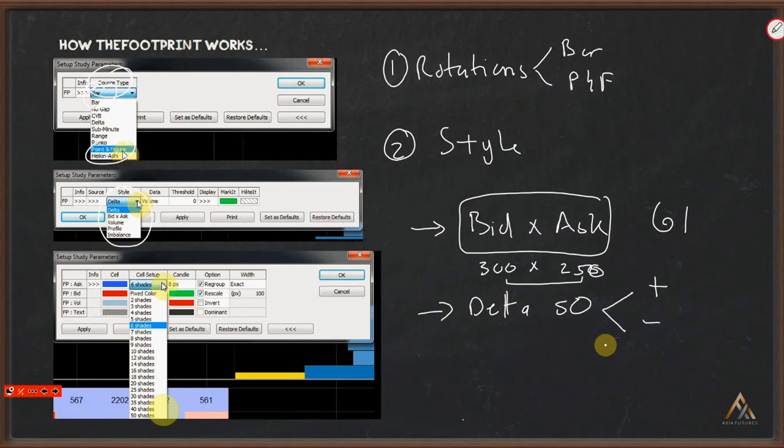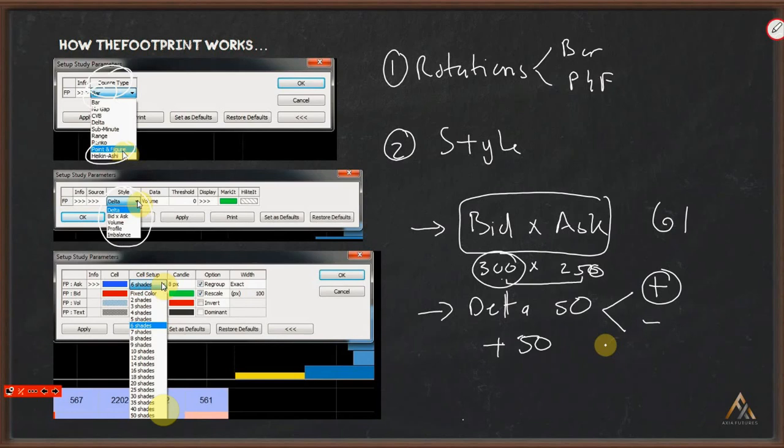Very simply, if there was more buying at this price, as we can see, the delta would obviously be positive on the day. Vice versa, it would be negative. Okay, so when you select this style of delta, it will not show you the two separate prices. It'll merely just show you plus 50.